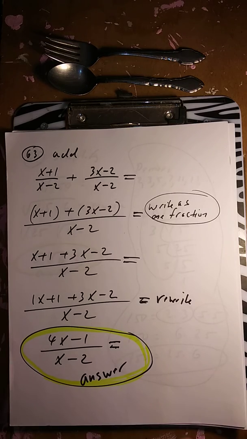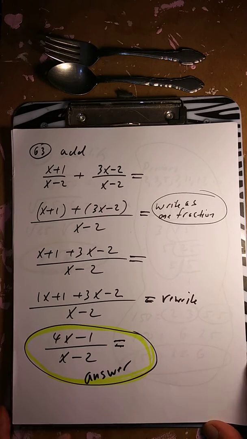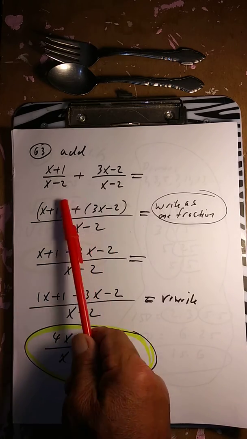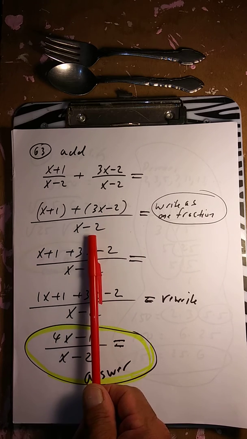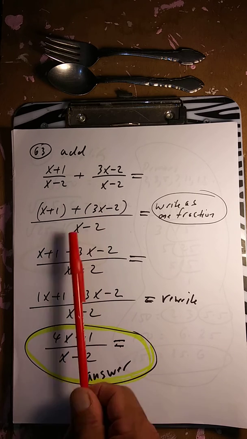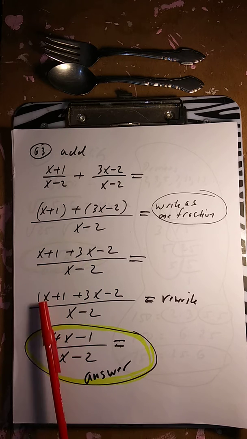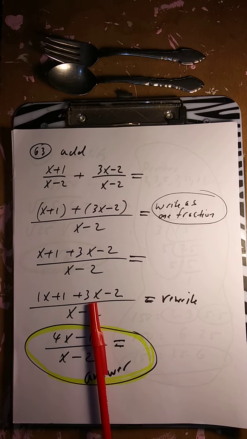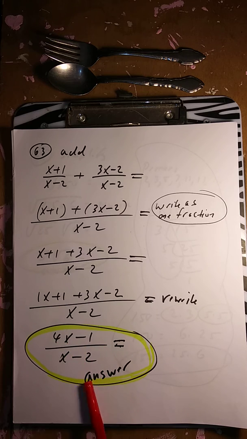Add these fractions. The denominators are the same, so we can put them as one big fraction: x plus 1 plus 3x minus 2 over x minus 2, because they're the same fraction. Take those parentheses off. Now we have to add stuff. 1x plus 3x is 4x, and 1 minus 2 is minus 1. So 4x minus 1 over x minus 2.